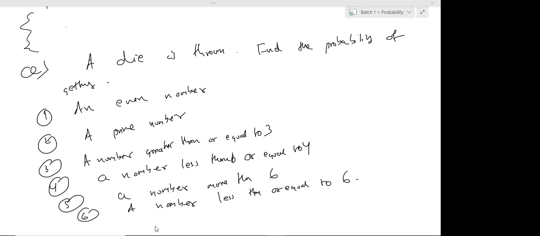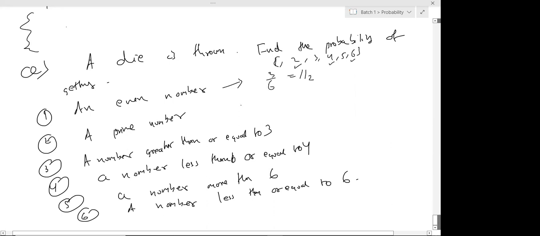Solved this? Gautam, Abdul, Arsalan? Yes, sir. Okay, this is very easy, right? When a die is thrown, you get 1, 2, 3, 4, 5, 6. An even number is 3 even numbers. That means 3 out of 6, so half. A prime number, Gautam, what is the answer here? Sir, 1 by 2. Prime numbers 2, 3 and 5. So 3 upon 6, 1 by 2. Gautam, 1 is a prime number? No, sir. All right.